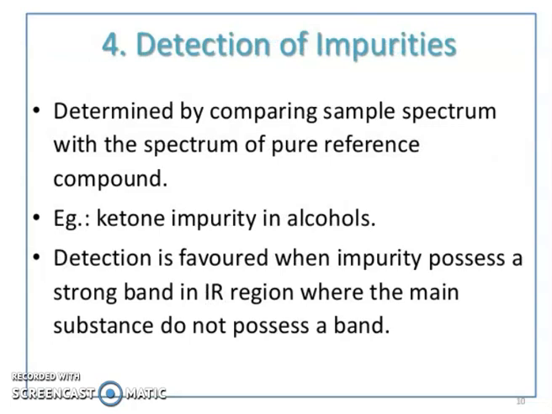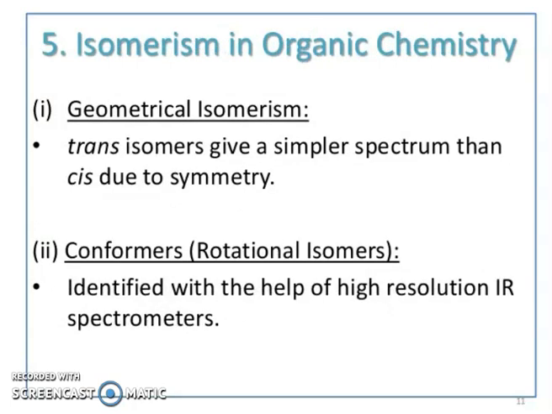Now friends, detection of impurities is determined by comparing the sample spectrum with the spectrum of the pure reference compound. For example, ketone impurity in alcohols. Detection is favored when the impurity possesses a strong band in IR regions where the main substance does not possess a band. Isomerism in organic chemistry.